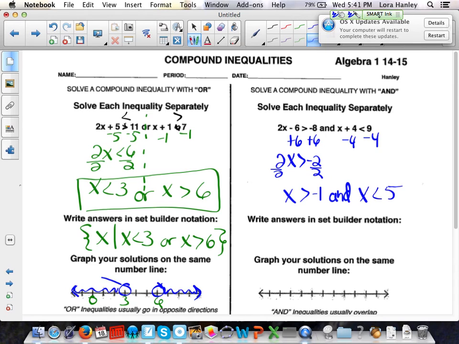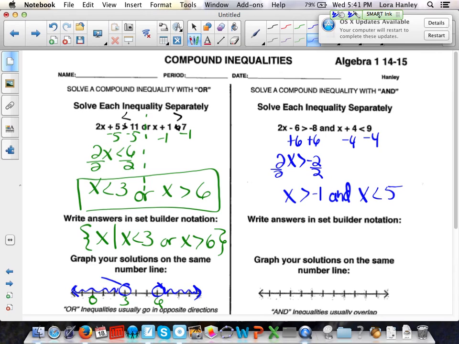Now with an "and", you want these things to be true at the same time. So think about numbers that are between negative 1 and 5, like 0, 1, 2, 3, 4, or any of those fractions or decimals in between. 1.5, 1.879, 3.56, 4 2/3. Anything like that is going to fall in this category. Now there's no way to list all those numbers because there's an infinite amount. However, we can say that there's a range.